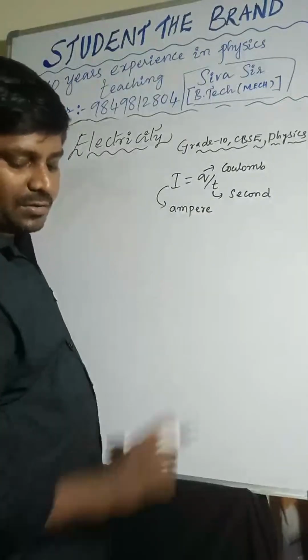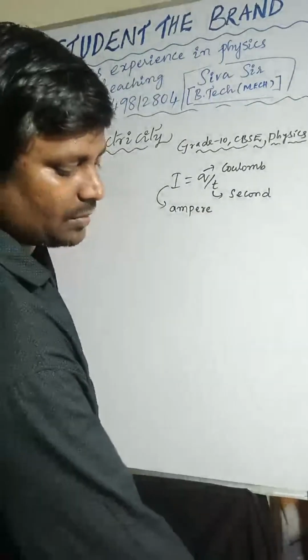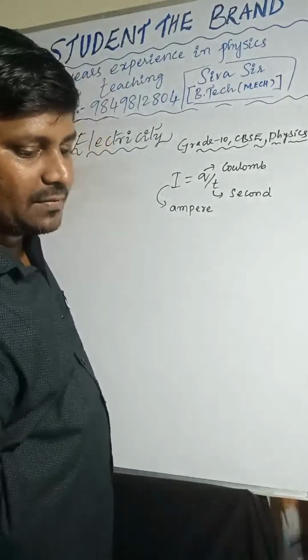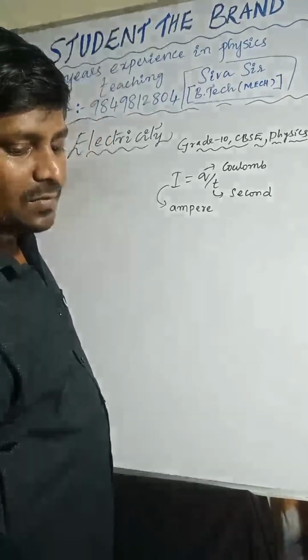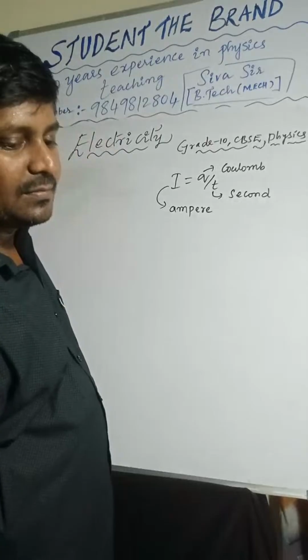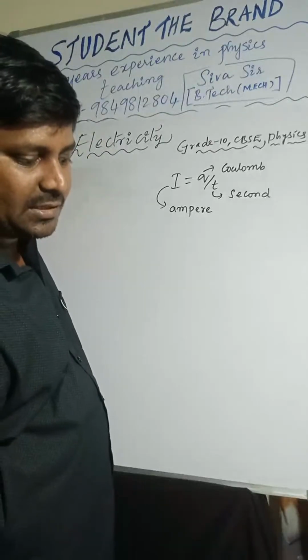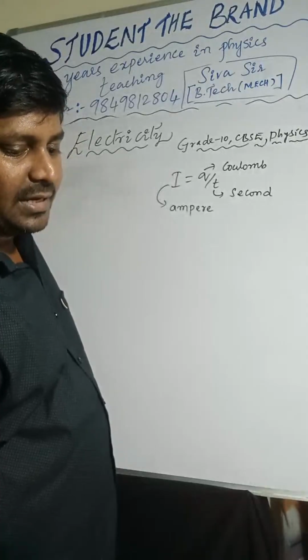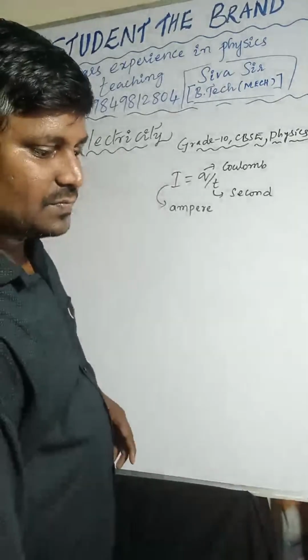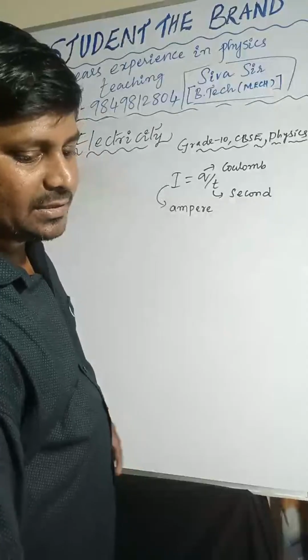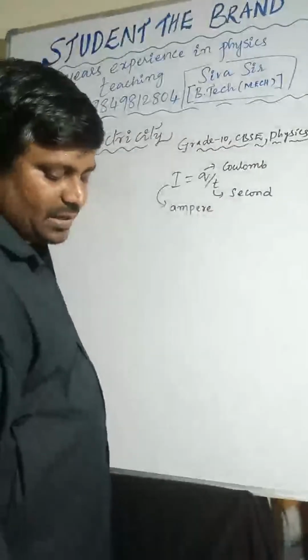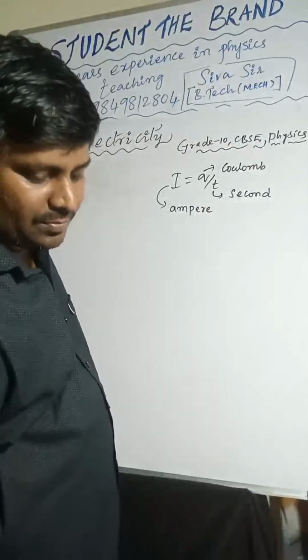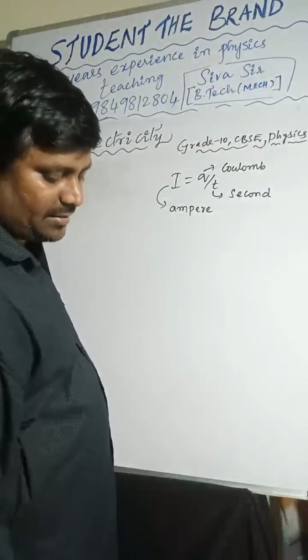So I equal to Q by T. What is the SI unit of current? Ampere. SI unit of charge? Coulomb. SI unit of time? Second. Once again, SI unit of current is ampere, SI unit of charge is coulomb, SI unit of time is second.